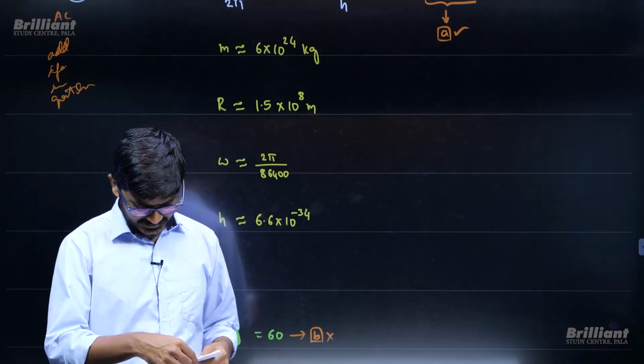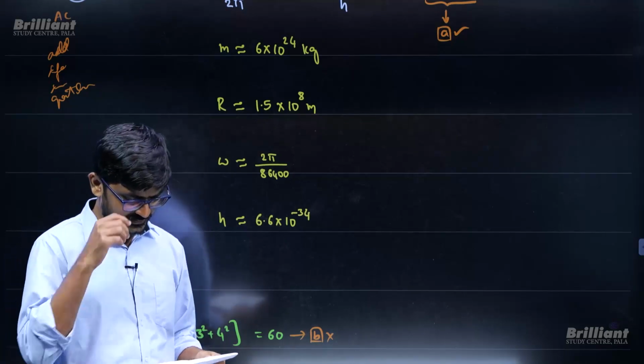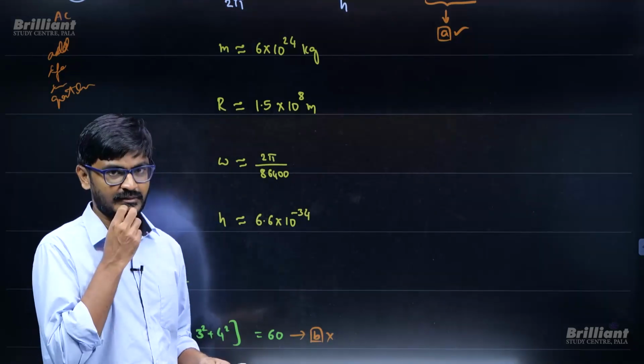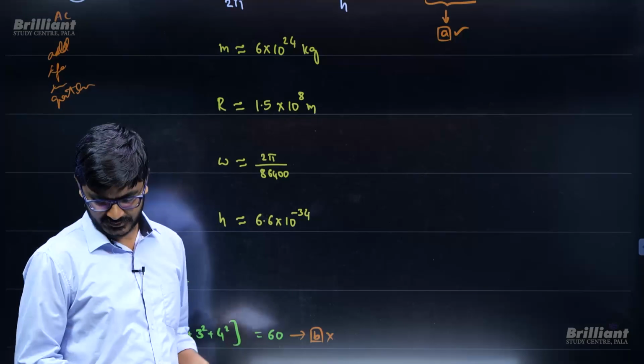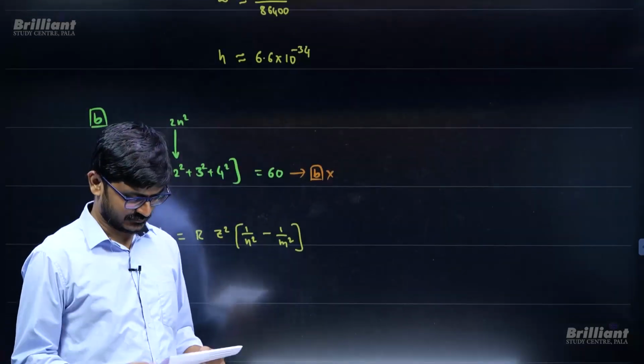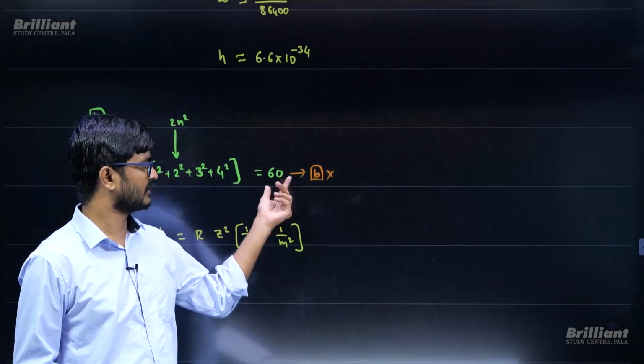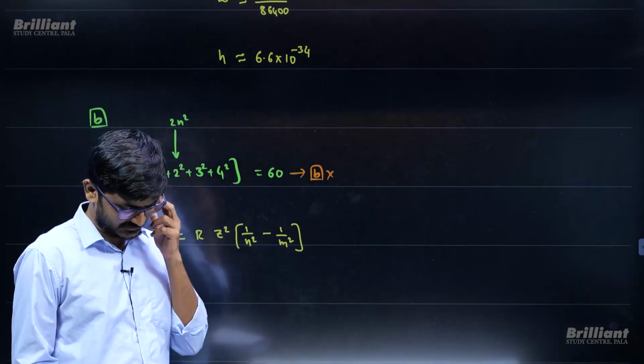Principal quantum number greater than 4 is not allowed. So if the maximum value is 4, then how many elements will be possible? That depends on the number of electrons permitted, right? The number of electrons permitted is 60, so you can get only 60 elements.